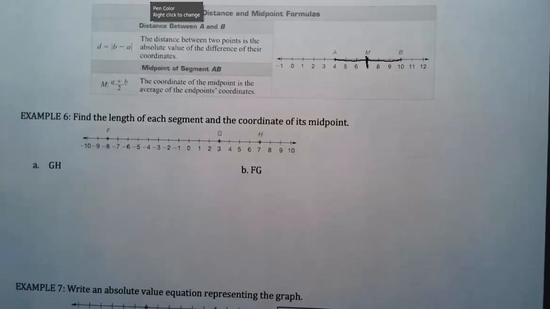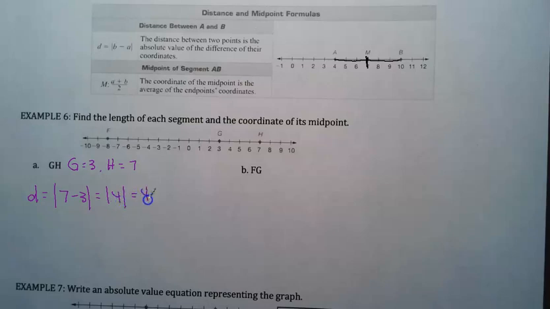Example 6 says find the length of each segment and the coordinate of its midpoint. So we want GH. G is 3 and H is 7. We want to use those formulas. D equals the absolute value of b minus a, so it's going to be 7 minus 3. 7 minus 3 is the absolute value of 4, which is 4. That is the distance. Woohoo, this is easy.